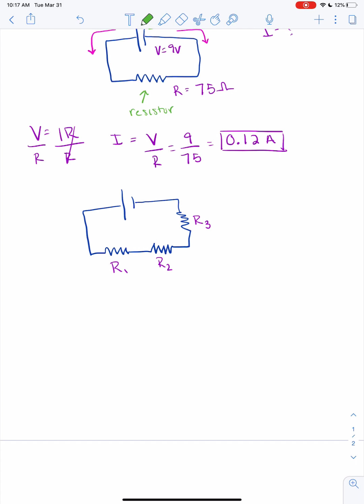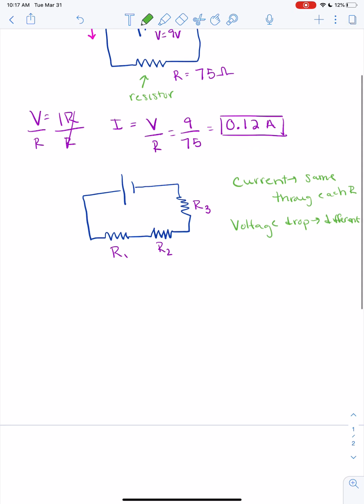Okay, so I'm just going to write that down so we remember. Current is the same, and voltage drop is different. However, if we have a total voltage here, let's say our total voltage is 120 volts. We know on the positive side, we're going to have 120 volts, and by the time we get all the way around, it will be 0. So altogether, the voltage drop across all 3 of them is still going to be 120.